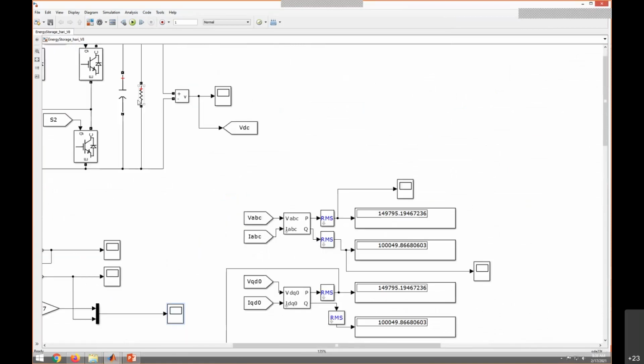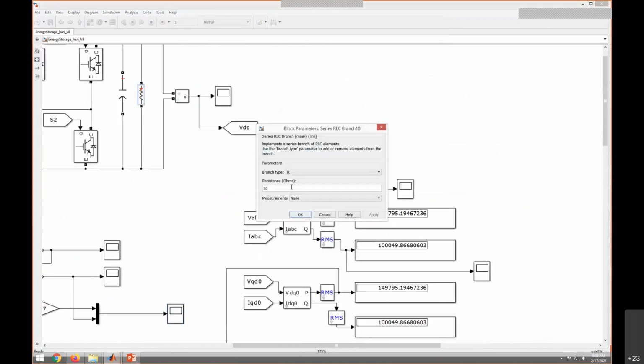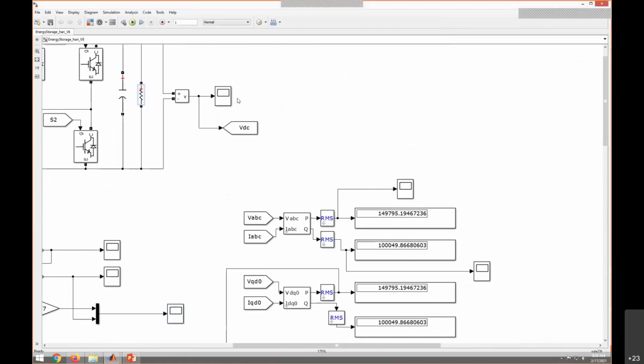Okay. So if you assume that this resistance is around 50 ohm. Okay, so this resistance is 50 ohm. So now the question is, what should be the value of VDC? The power we are injecting is 150 kW. And what should be the value of this VDC here? What should be its value if the resistance is 50 ohm? What is the value of VDC?